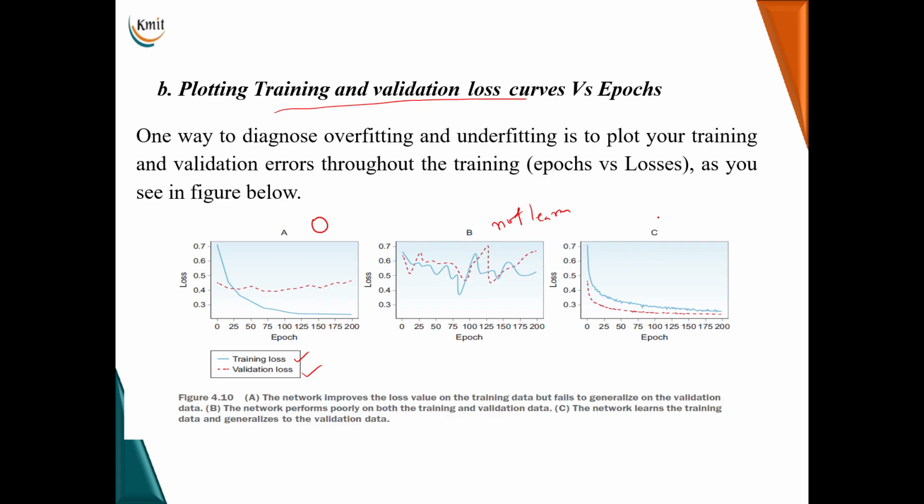Coming to the third figure, this figure shows that the network is doing a very good job of learning the training data as well as the validation data. This means there is a good chance that the network will have good performance on the test data as well.